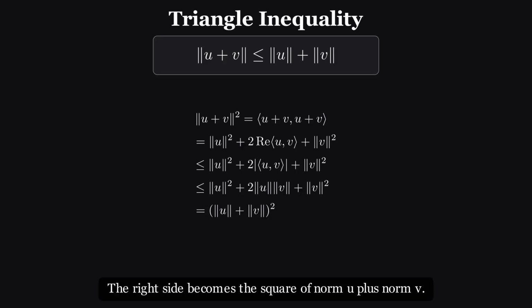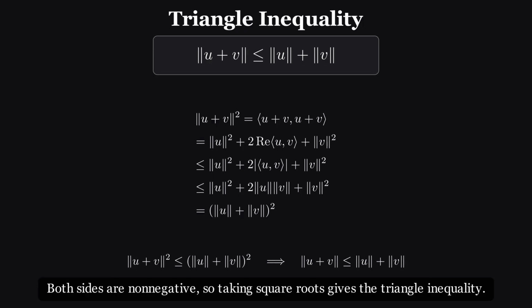The right side becomes the square of norm U plus norm V. Both sides are non-negative, so taking square roots gives the triangle inequality.